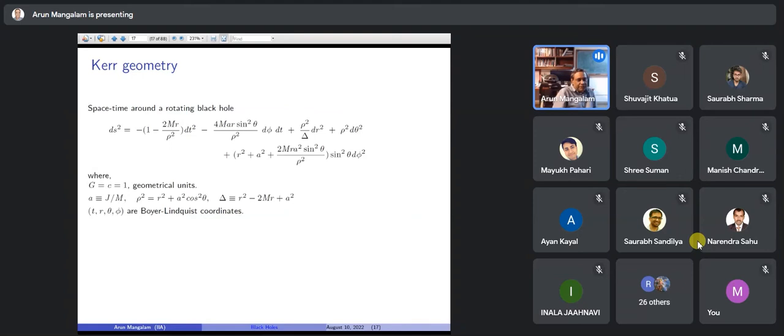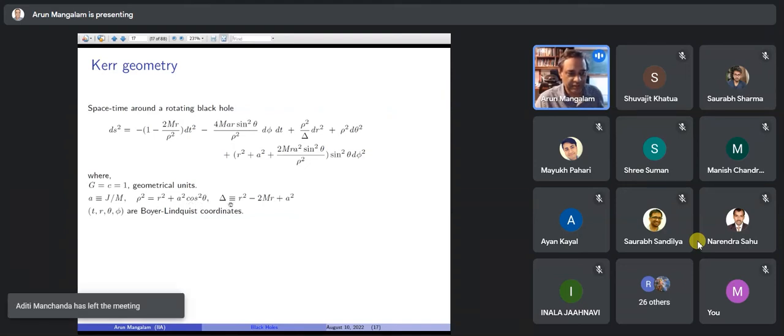Okay, back to Kerr geometry. Then you can write the Kerr geometry in something called the Boyer-Lindquist coordinates. And so there are some details about this metric where rho squared is r squared plus a squared cos squared theta. And this delta is r squared minus 2mr, and a is the spin. A is actually the maximum spin when a goes from -1 to 1.